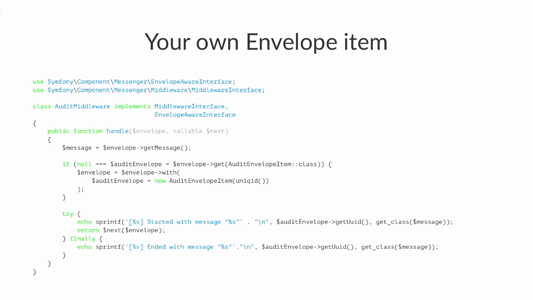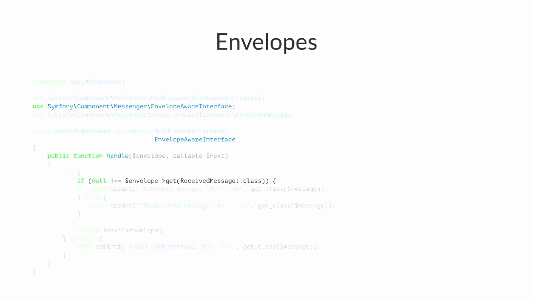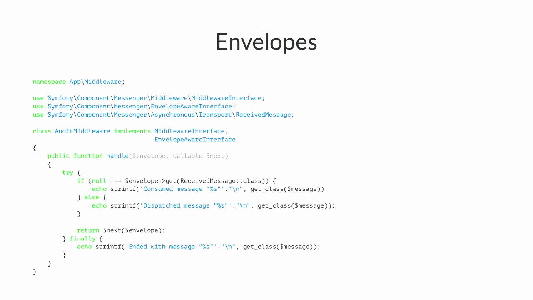You can also create your own envelope items. So I'm going to reuse the example of the audit middleware. When you dispatch a message to your bus, let's say you've got a log that says, you know, I'm starting to handle this message, or I'm starting to consume this message. I don't know exactly which slide is which one anymore.